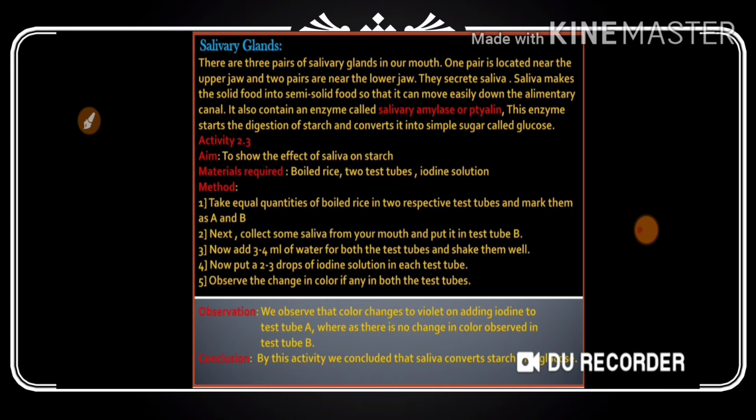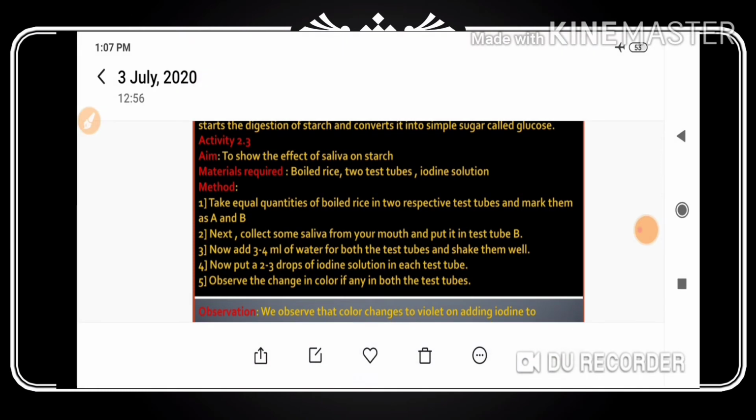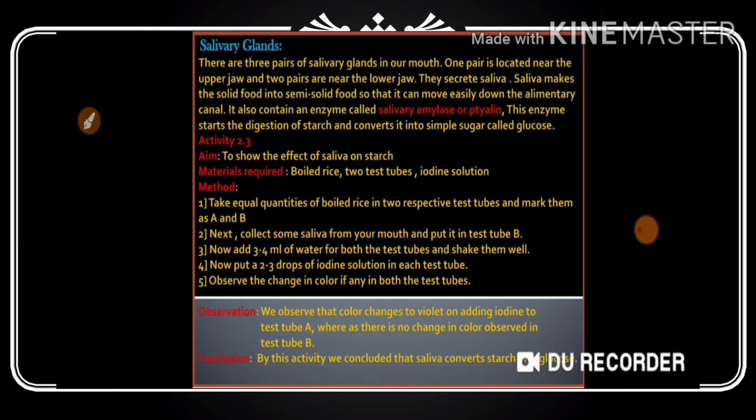To show the effect of saliva on starch, the materials required for this activity are boiled rice, two test tubes, and iodine solution. When you were in the 6th standard, you did the iodine test. You took a test tube, inserted a small amount of bread or rice, added some water, heated it, and then added 2 to 3 drops of iodine solution, which turned violet in color.